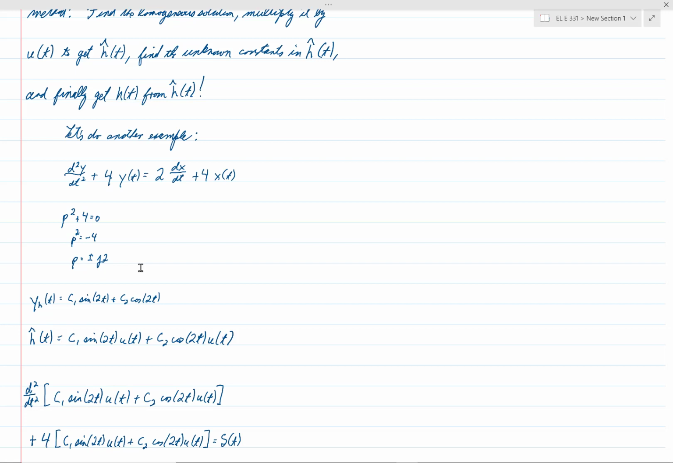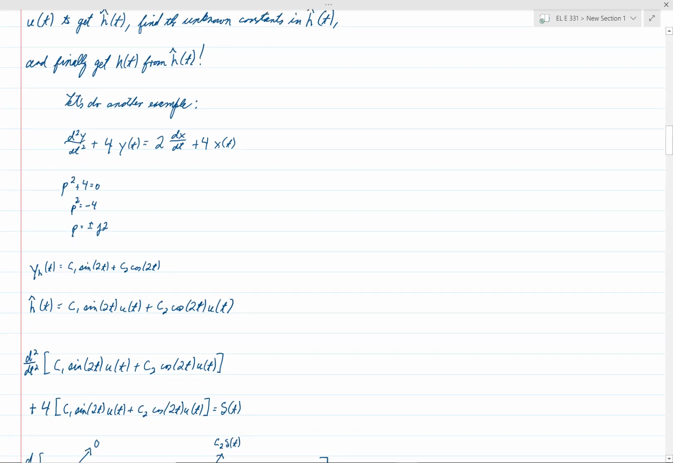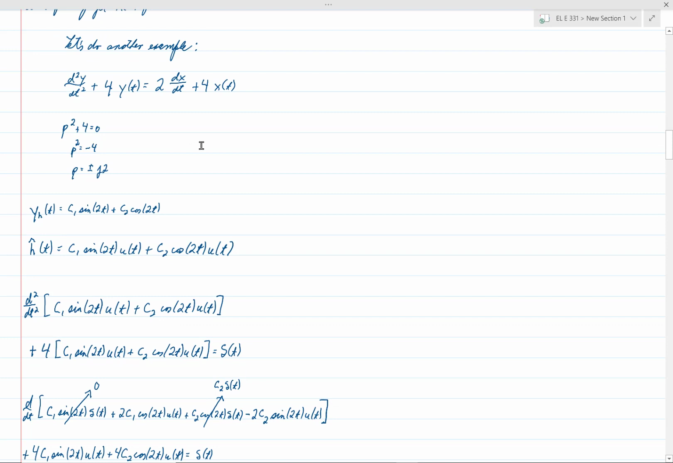And so we said before when we did our review of differential equations that in this case you could write the two homogeneous solutions if you wish. You could write it as C1 e to the positive 2jt plus C2 e to the minus 2jt. You could write it that way, but equivalently you could write it as C1 sine 2t plus C2 cosine 2t.